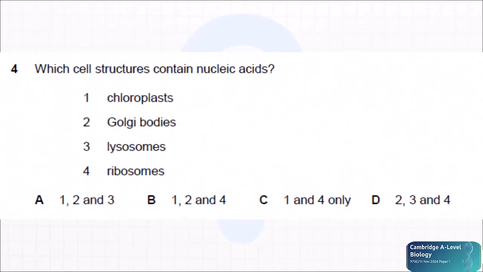Question 4 is a classic knowledge check, but you have to be careful. It's asking which cell structures contain nucleic acids. This isn't just about the nucleus. You've got to think a little broader and check every single suspect they give you.